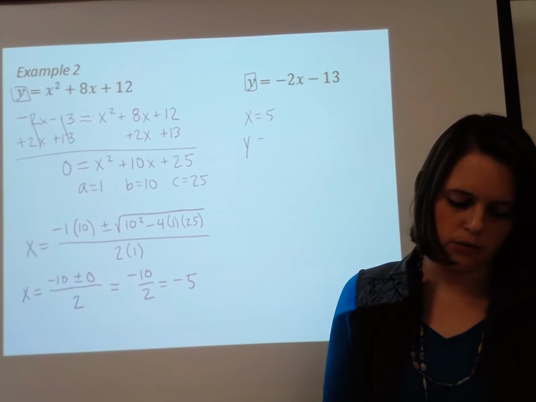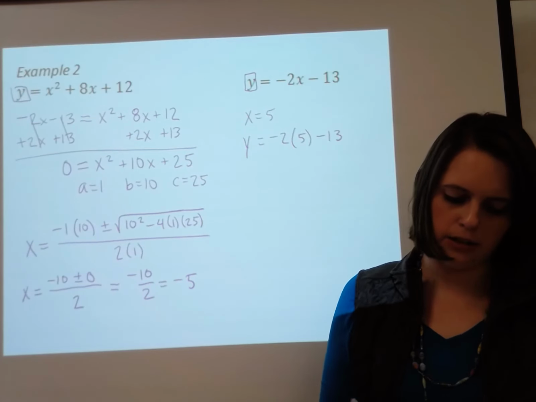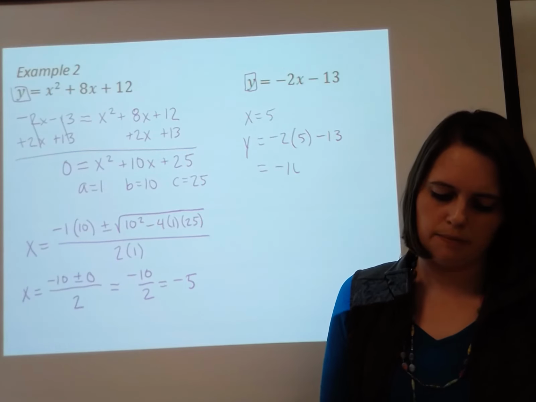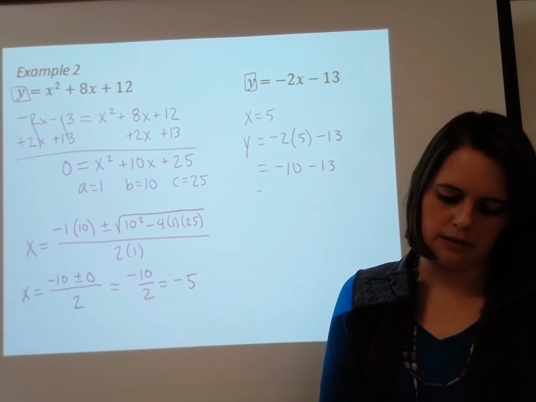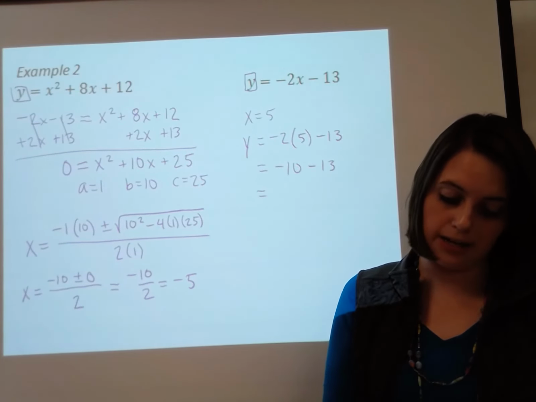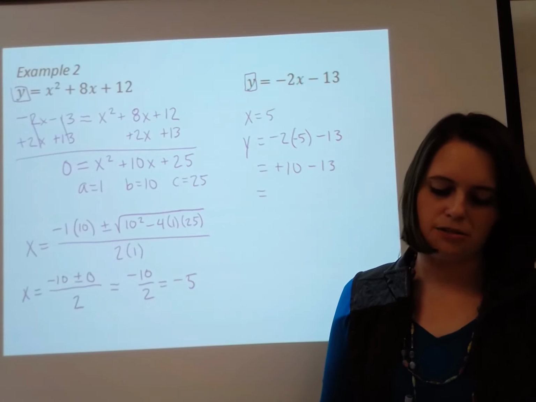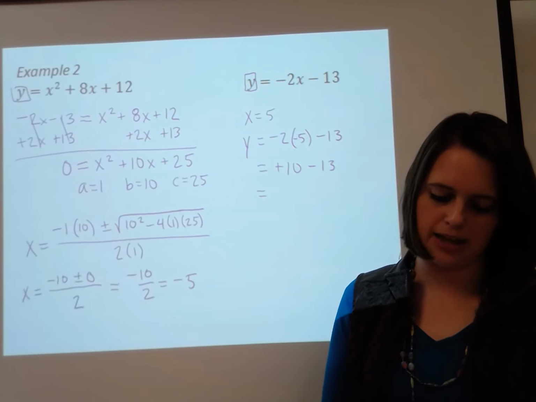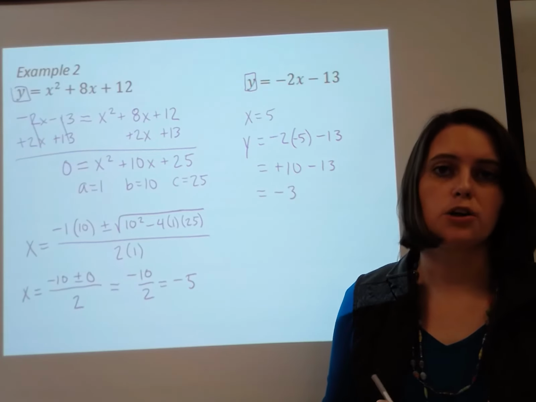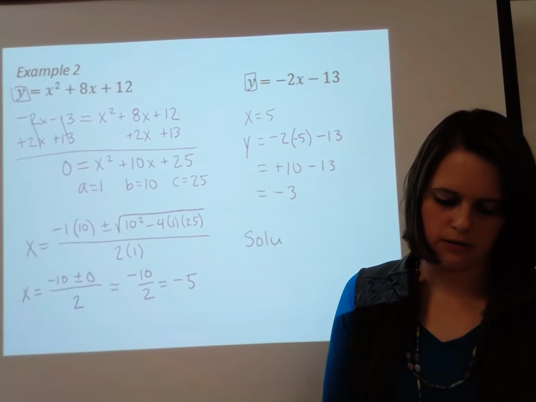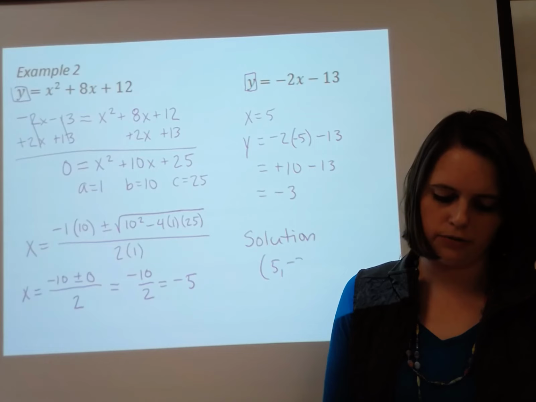So y equals negative 2 times negative 5 minus 13. When I take negative 2 times negative 5, I should have done a negative 5. Negative times negative is a positive 10. So 10 minus 13 gives us a negative 3. So our solution, it is one solution, is going to be at negative 5, negative 3.